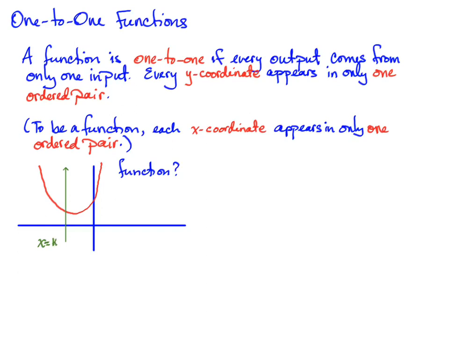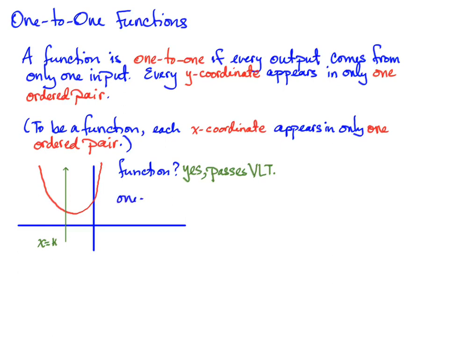So every point on that vertical line has the same x-coordinate. Well, notice that there's no way I can find a vertical line that will intersect this parabola more than once. I could move this vertical line around and there's no way I can make it intersect that parabola more than once. So every x-coordinate appears in only one ordered pair on that graph. So that means, yes, this is a function and it passes what we call the vertical line test.